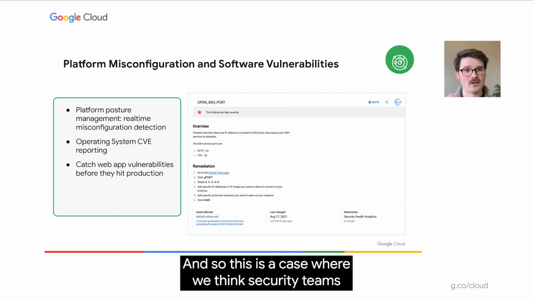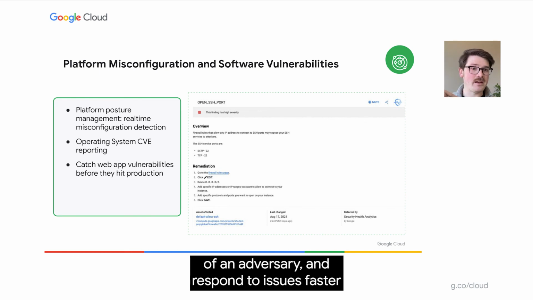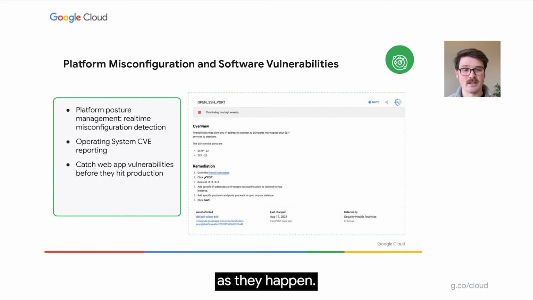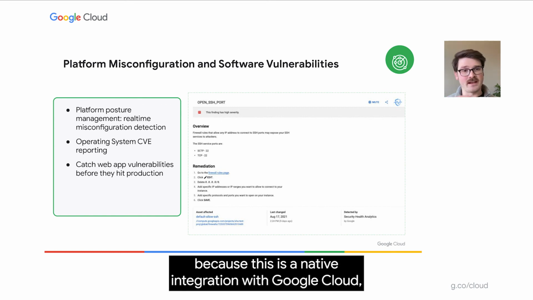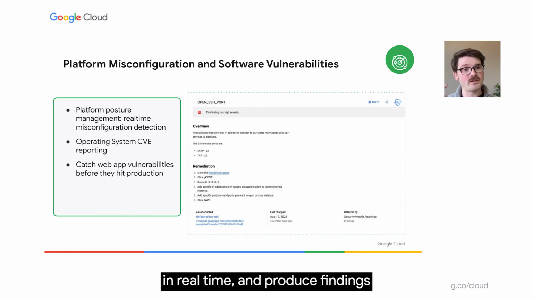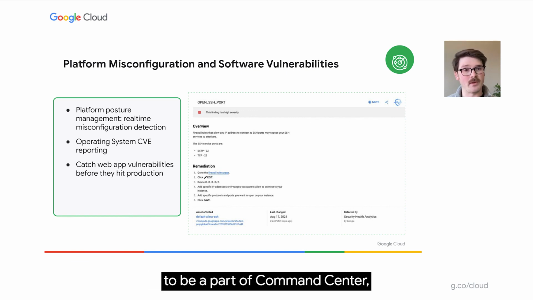And so this is a case where we think security teams can really get inside the decision-making loop of an adversary and respond to issues faster than ever before because they're detecting them as they happen. And that's all possible because this is a native integration with Google Cloud where we consume the feed of changes that are happening in real time and produce findings about those issues in real time. And this is what makes me so excited to be a part of Command Center, because we are really changing the game when it comes to what's possible for securing your cloud assets.